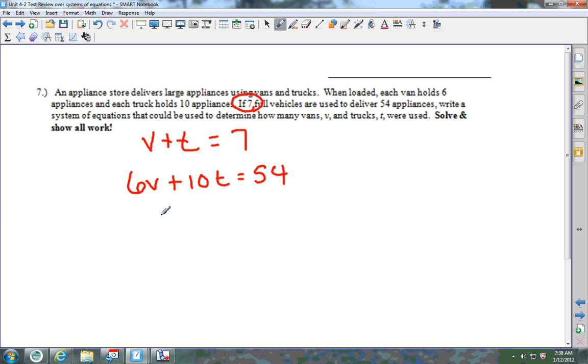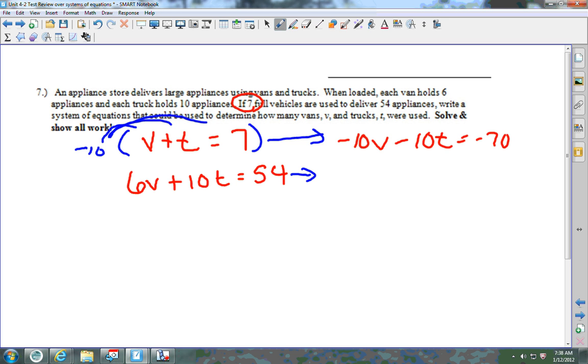So the easiest way is to use linear combination. Let's see what I can multiply this top equation by if I wanted to get rid of the t's right here. You want to multiply by -10. So I'm going to multiply each one of these things, and I'm going to write it out here to the side. I'm going to get -10v minus 10t equals -70. Rewrite the bottom one, just leave it there like that.